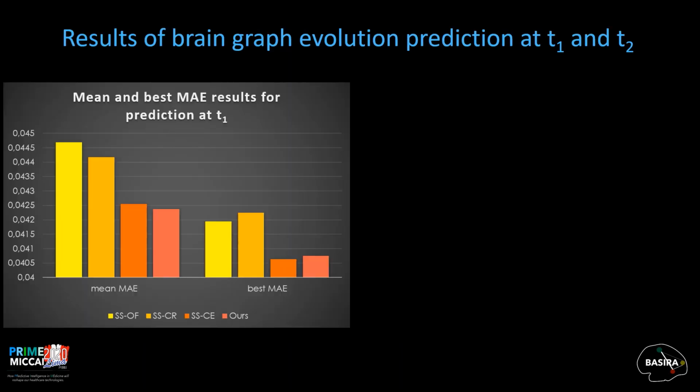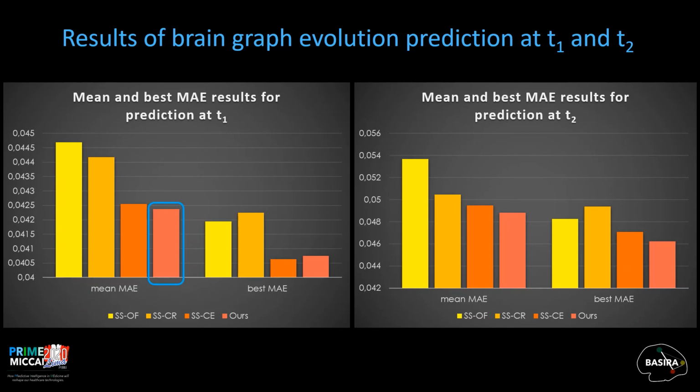Here, we can see the mean absolute error of the predictions by our framework and the comparison methods. We performed the experiments for time point t1 from the baseline using a set of varying Ks. We can see that our framework outperformed the comparison methods as the average MAE. Also, we performed the experiments for time point t2, and our framework outperformed the comparison methods as the average and the best MAE.